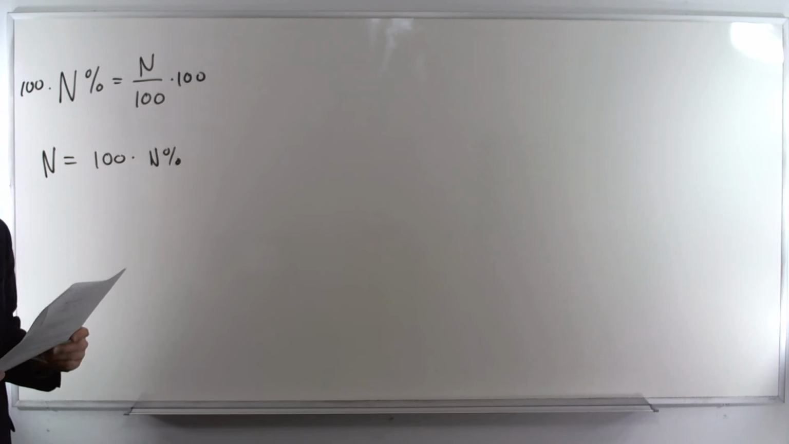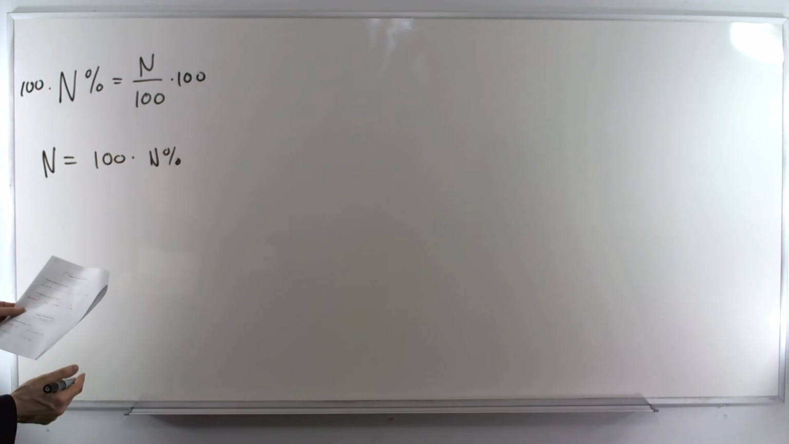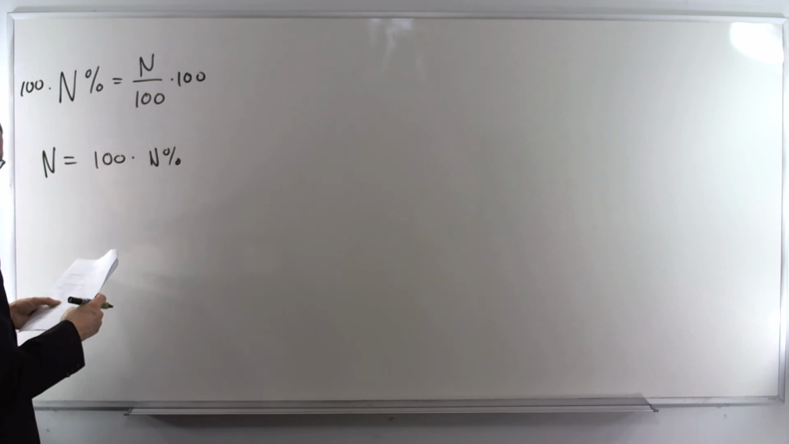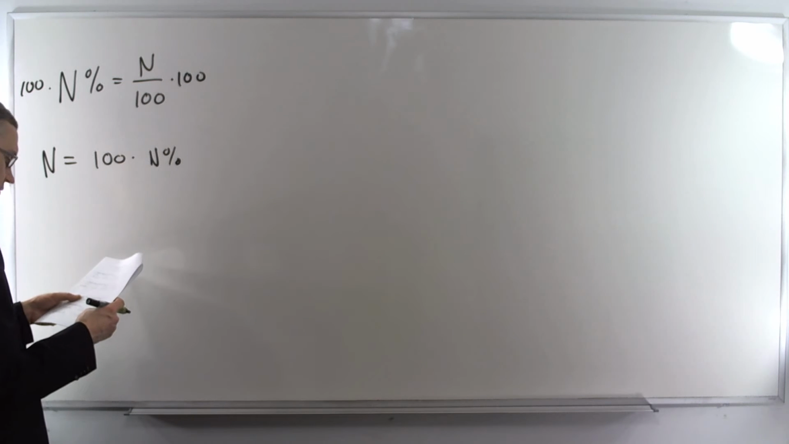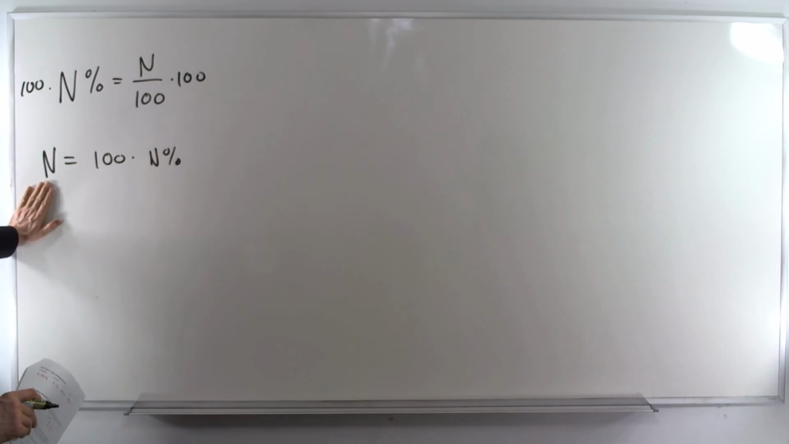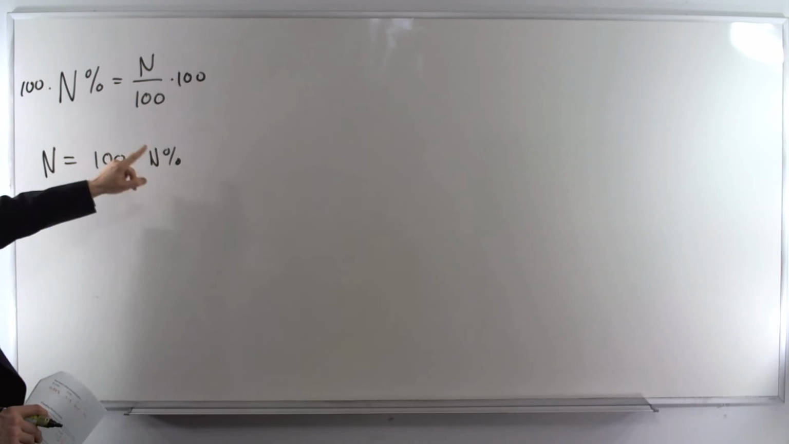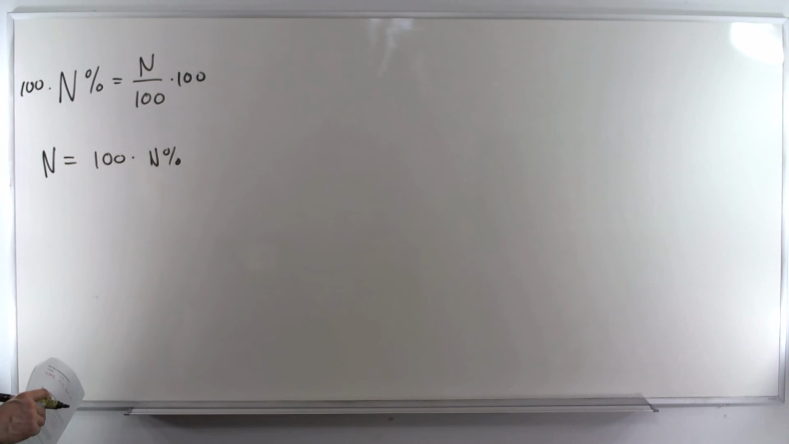What we're going to do now is change decimal to a percent. So the first thing, we're going to move the decimal point 2 places to the right. So we're starting off with some decimal number here. And to get to a percent, we need to multiply by 100.